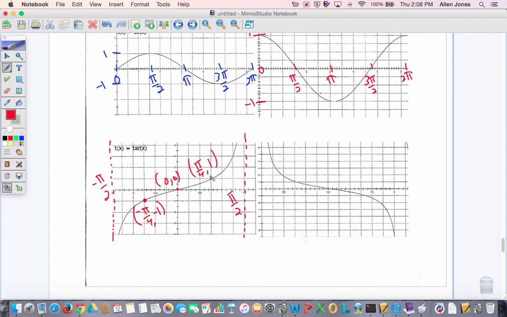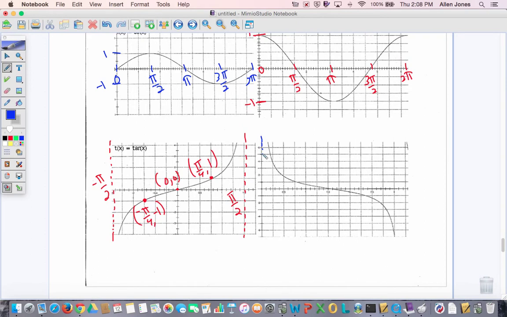Amplitude is defined by this quarter and 3/4 points being at 1 and -1. That's basically the only real change you'll see in the amplitude with tangent. If this were pi over 4 and 3, then our amplitude is 3. If this were pi over 4 and 1/2, our amplitude is 1/2, and so forth. So that's the one area that the amplitude will be most noticeable on.